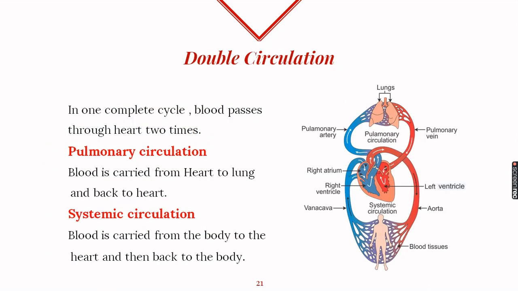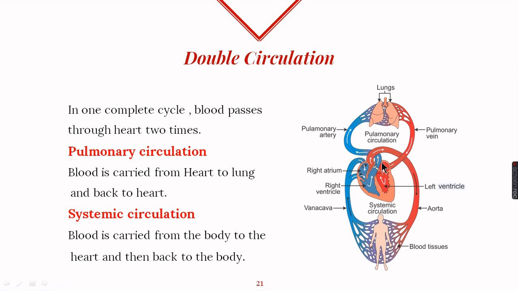While discussing the structure of the heart, we have seen that in one complete cycle, blood enters the heart 2 times, and this is called double circulation. So let's quickly see how. From the heart, deoxygenated blood is taken to the lungs where it gets oxygen, and then oxygenated blood is brought back to the heart. This part of circulation is called pulmonary circulation, where blood from the heart goes to the lungs and then is brought back to the heart.